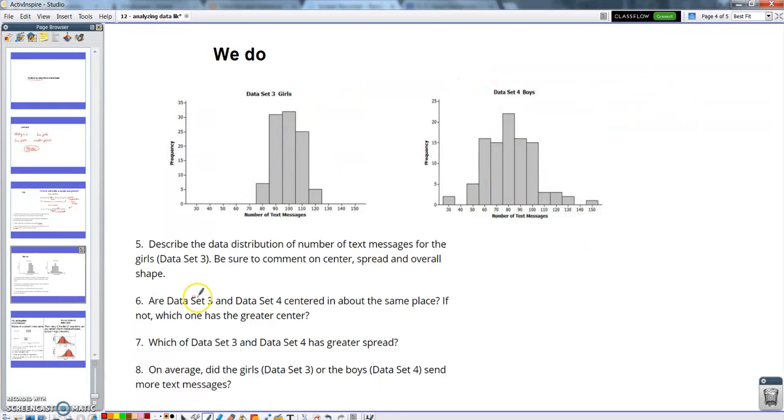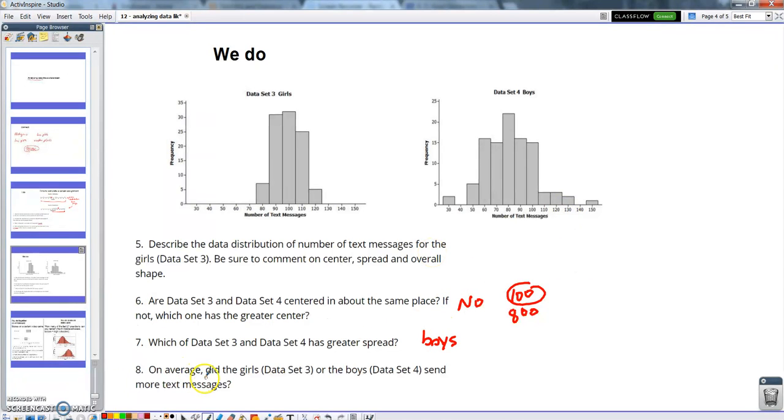All right, so let's see. So now, these we've kind of talked about. Are they centered around the same place? No. The girls were centered around 100, and the boys were centered around 80. So the girls had a much greater center. Spread, we already talked about too. Boys had a much greater spread. That's a thing statisticians are interested in, how spread out things are.